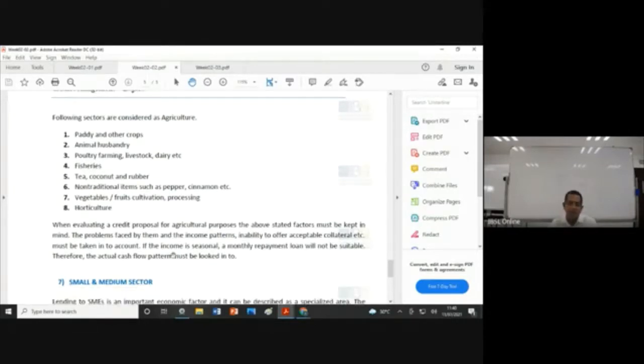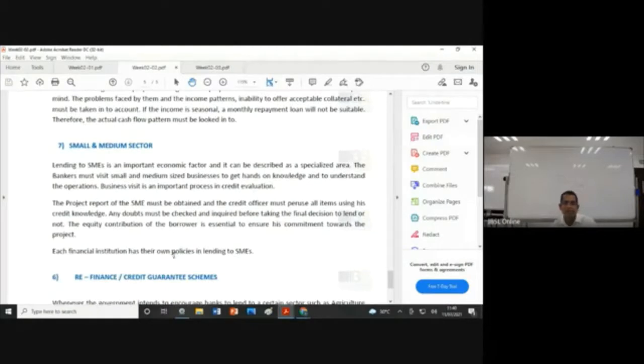Then we'll come to the other risky segment. It is the small and medium segment, SME. Again, similar to agriculture, SME is very critical. Why? 52% of our GDP comes from the SME segment. So if the banks are not financing the SME segment, we have issues. We will have issues, right?